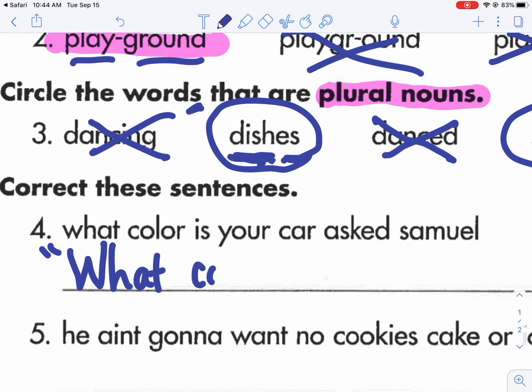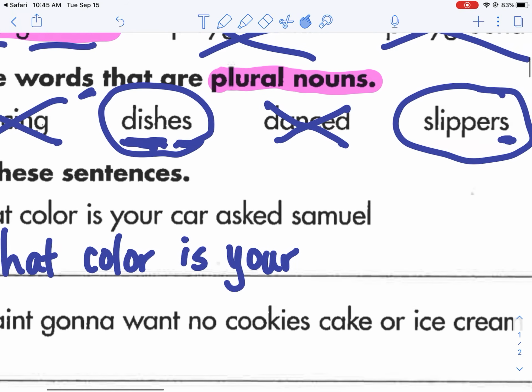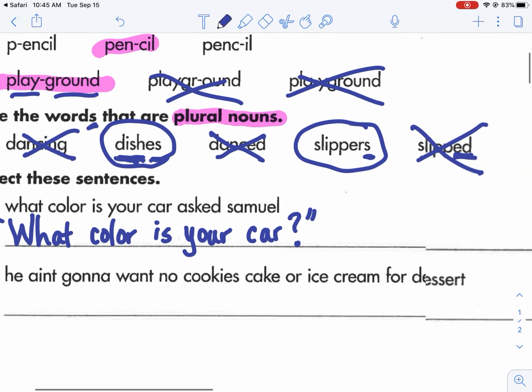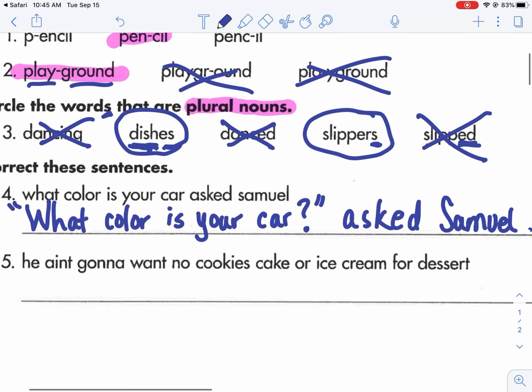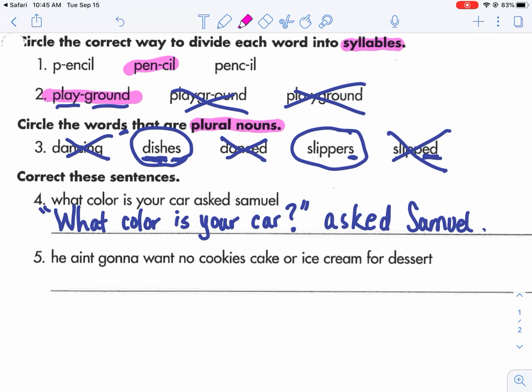What color is your car? Question mark, quotation mark, because that's what he's asking. And then just the rest of our sentence, asked Samuel, needs to be capitalized. It's someone's name, period. What color is your car? Asked Samuel. So please notice here, punctuation-wise, we have quotation marks for what he's asking, and we're ending with question mark because it's a question.